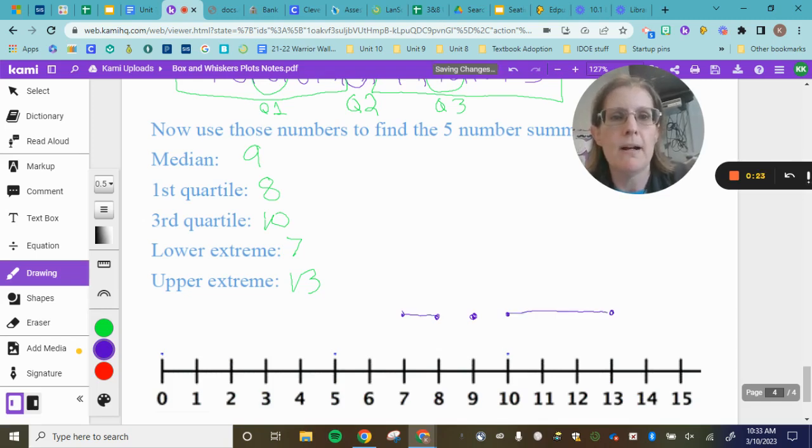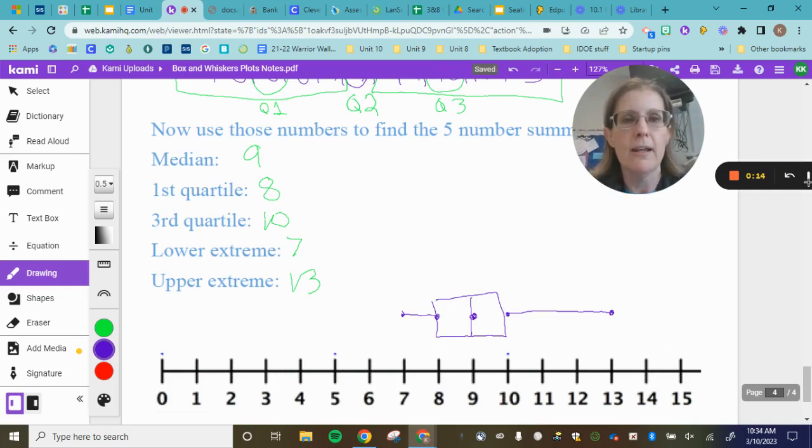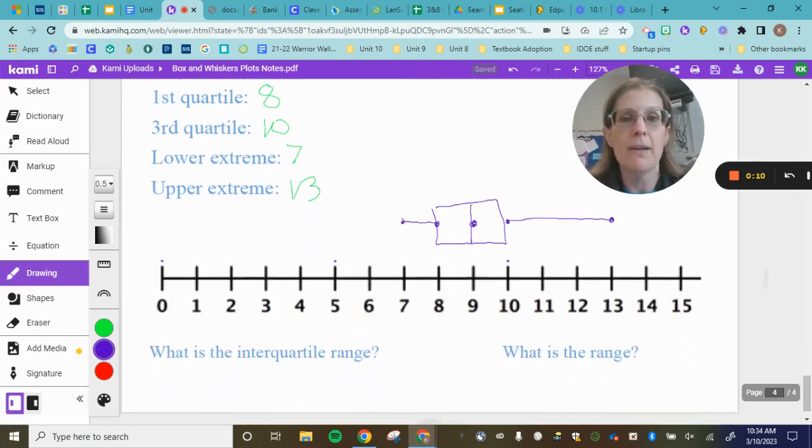Then I draw my whiskers and draw my box. I notice that this has less variability than the previous one because they're kind of closer together. And I can tell the third quartile has the most variability because it's spread out. So please answer those last 2 questions and check with the Edpuzzle video.